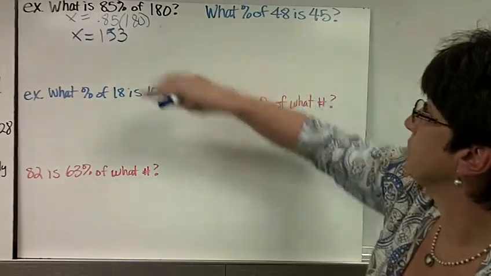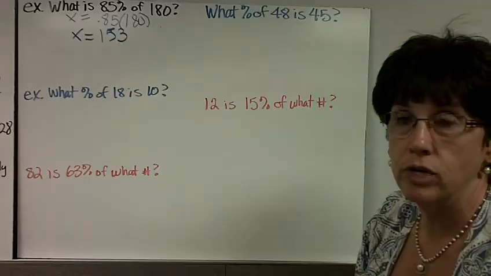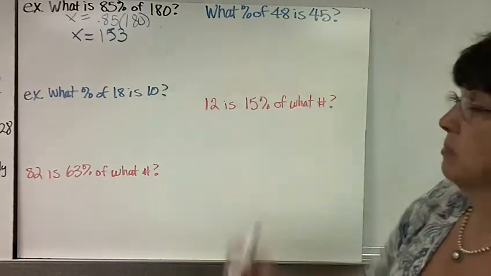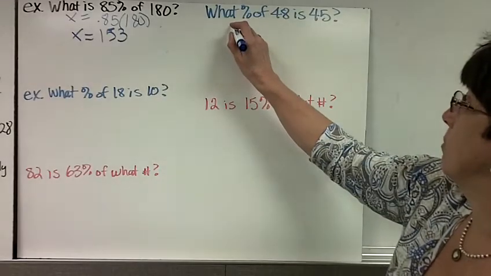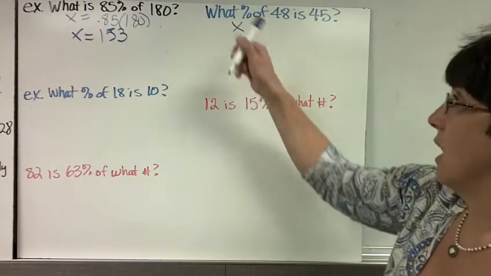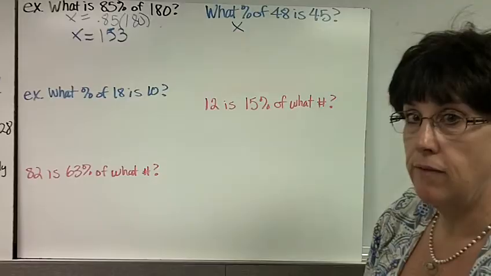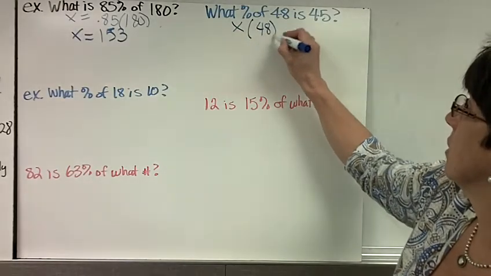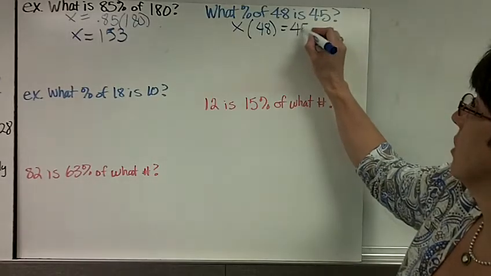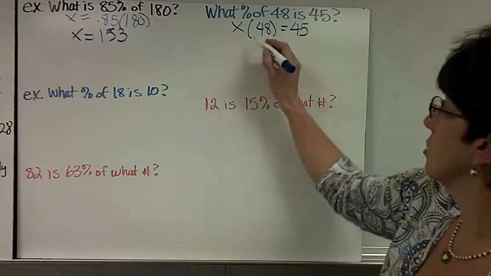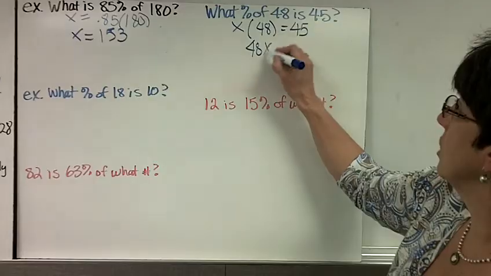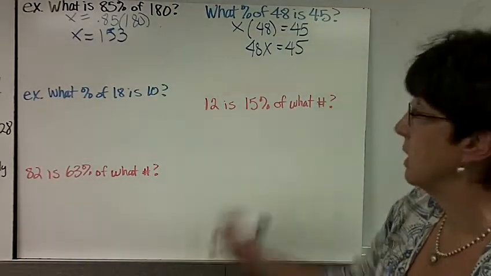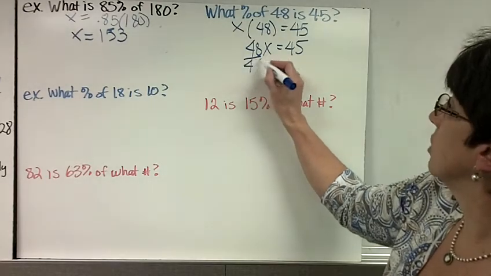Let's do another problem. What percent of 48 is 45? This is totally different than the other one, except they both start with the word what. What percent, that's my x, and when I'm looking for the percent, my final answer has to have the percent. Of 48, so I'll put times 48, is 45. Now you know normally we don't write it in this order, so I'll write it in the correct order. 48x equals 45. Now what do we do? Isolate the x, divide both sides of the equation by 48.